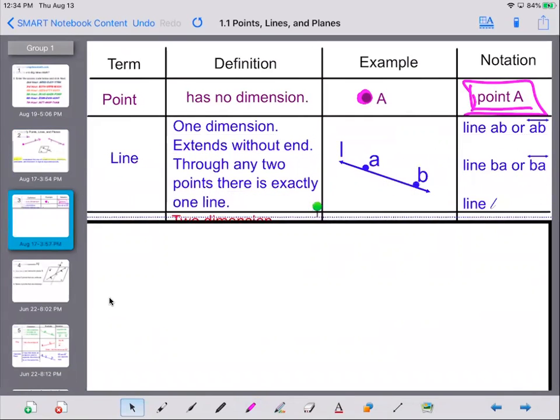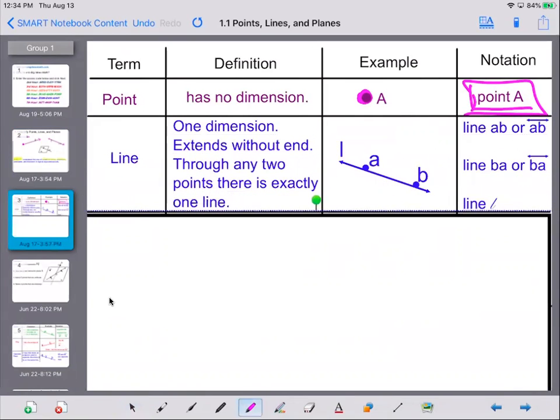The next one we're going to talk about is a line. The definition of a line is that it has one dimension, and it extends without end. That means it's going to go on forever in both directions. A line is always going to go through any two random points. In this case, we're going through point A and point B. In other words, when you have a line, it has to have two points to go through.